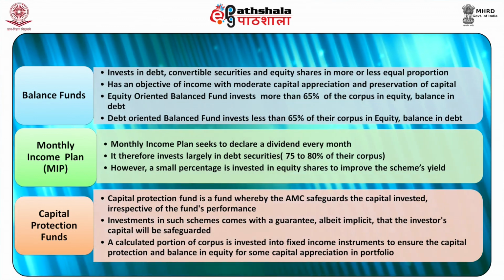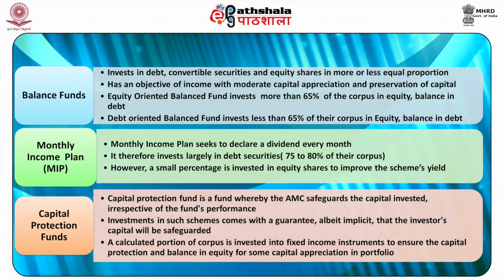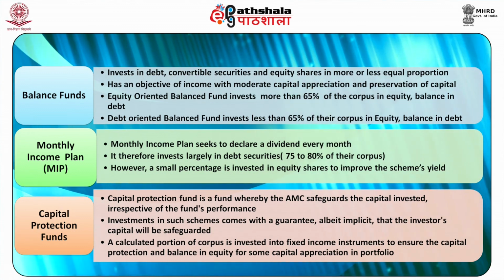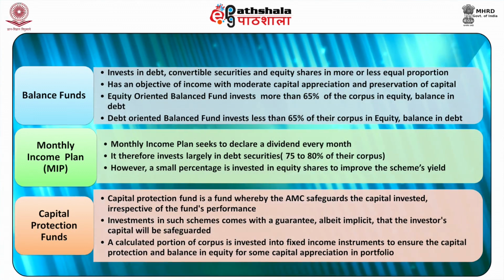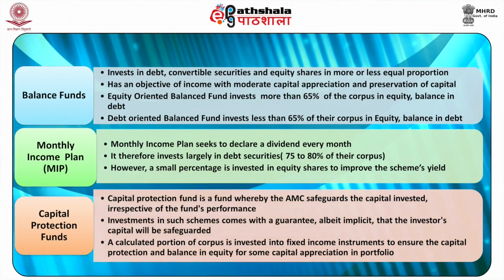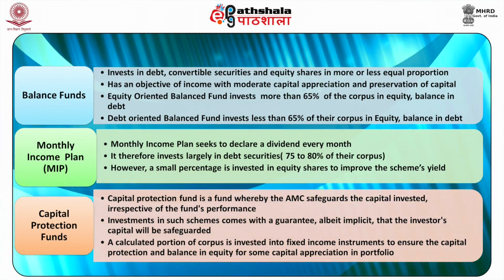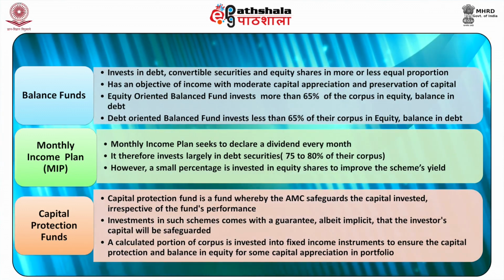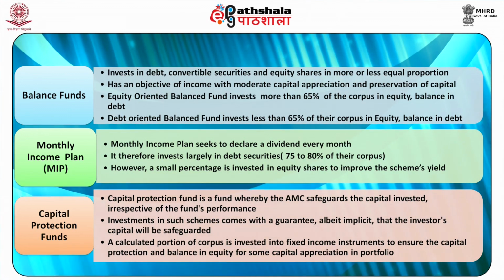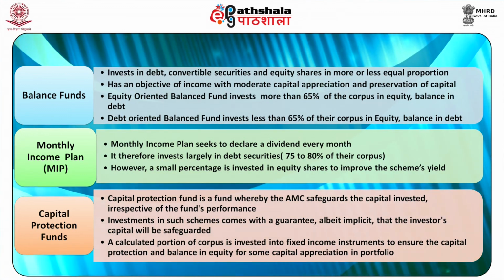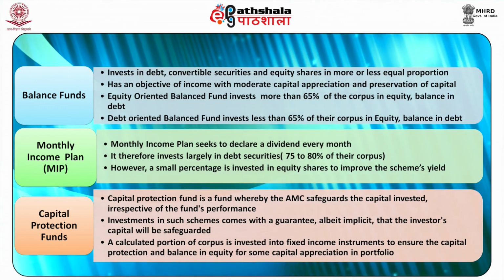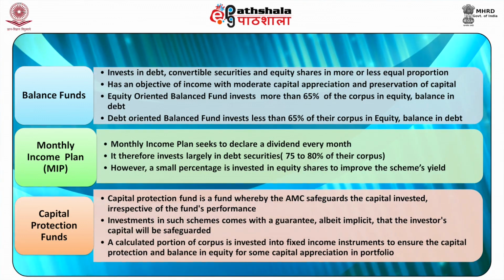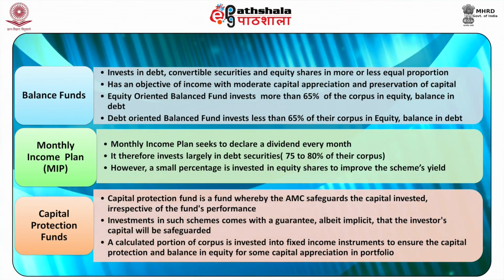Now, there can be monthly income plan kind of a fund scheme by any mutual fund. In this case, the investment objective of this scheme is to distribute dividend among its unit holders on a regular basis, say every month. It therefore invests largely in debt securities, say 75 to 80% of the corpus, so that the periodic interest received from such debt instruments can be used to declare regular dividend. However, a small percentage is invested in equity instruments to improve the scheme yield.